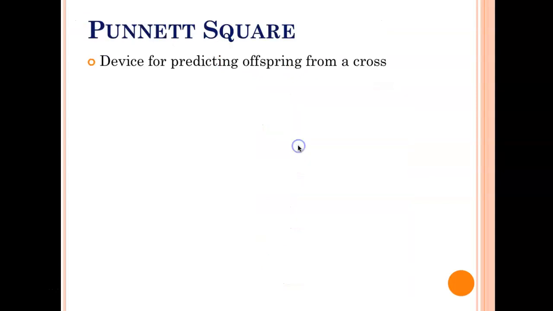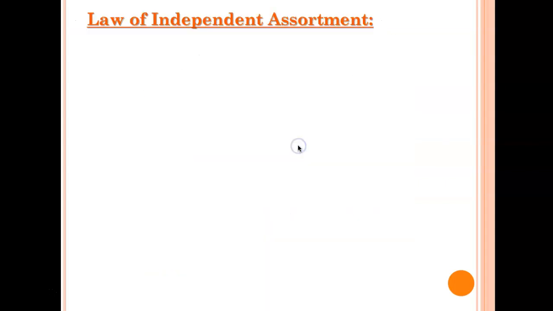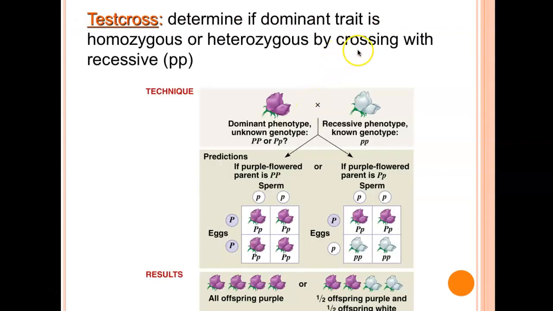And then a test cross can be performed if you have something that is expressing a dominant trait and you're not sure if it's homozygous dominant or if it's heterozygous. You can cross it with a recessive, and then you can tell from the offspring whether or not that original thing that you're trying to figure out is homozygous or heterozygous.